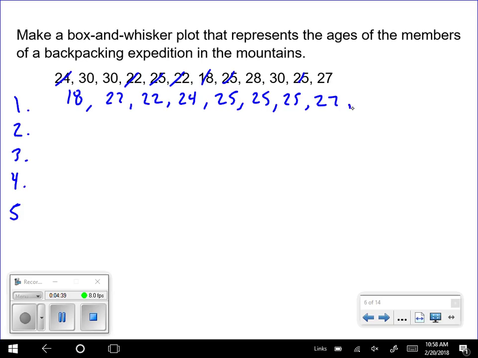27, 28, and 3 30s. Okay, so my first number is my least number, that would be 18. My greatest number is 30.